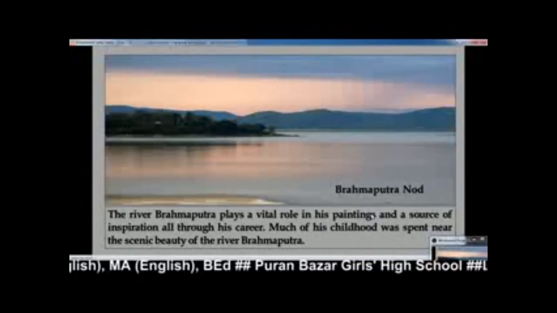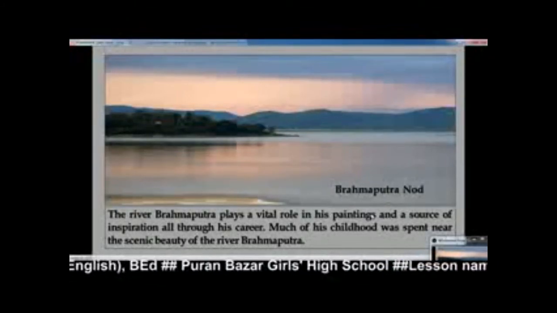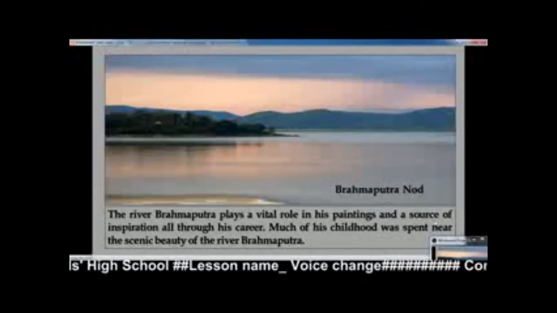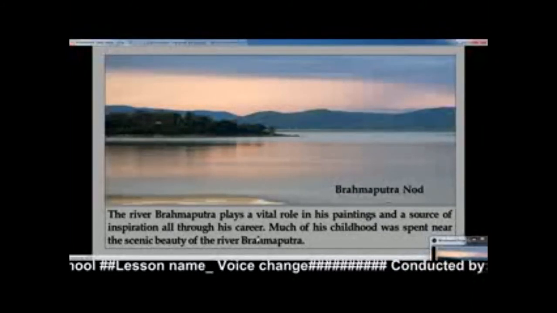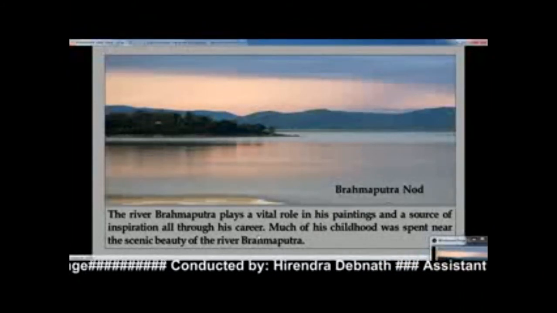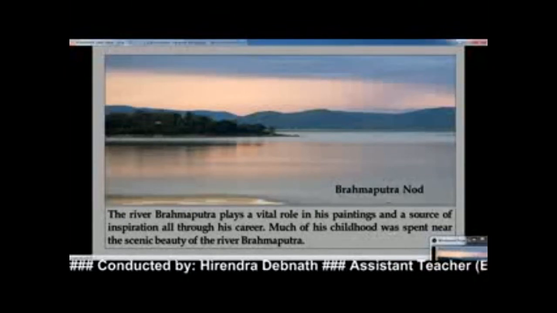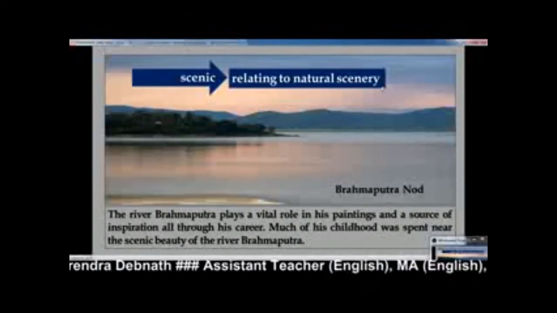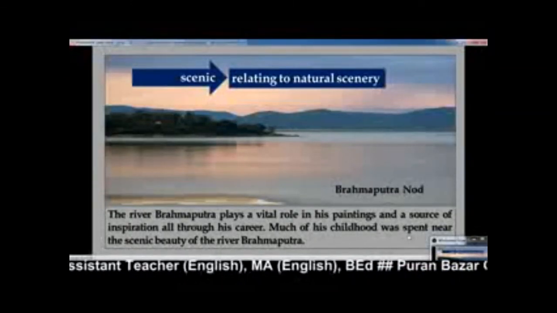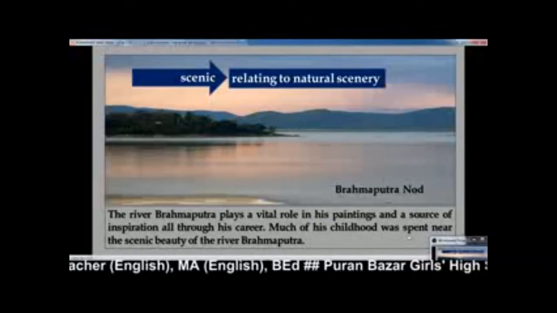He became a very famous painter, and to become a very famous painter, the river Brahmaputra played a great role and was a source of inspiration all through his career. He got inspiration from this river to become a great artist. Much of his childhood was spent near the scenic beauty. Scenic means relating to natural scenery, and he spent much of his childhood near the scenic beauty of this river.